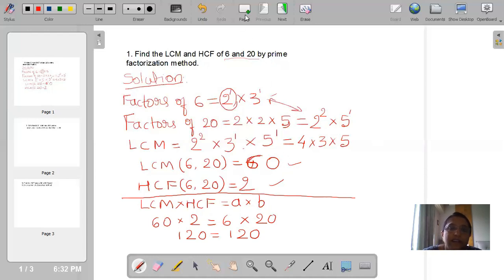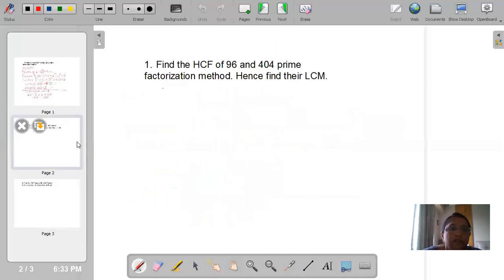Next, let us take the next example. Find the HCF of 96 and 404 by the prime factorization method. Hence find their LCM. Solution. We have to find out the HCF of these two numbers.